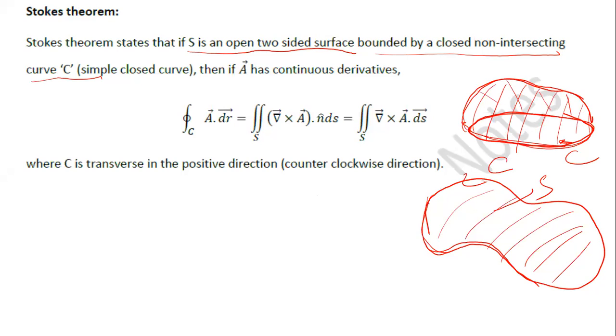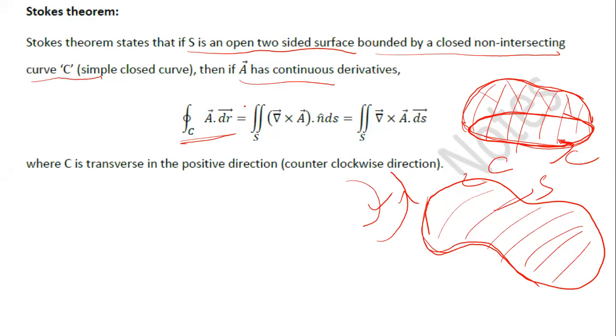So if you have any open two-sided surface, it may not be a flat surface. It can be a curved surface bounded by a simple non-intersecting closed curve. Then if A is a vector field which has a continuous derivative within this surface, then Stokes' theorem says that the line integration of the vector field over the closed curve, counterclockwise. Clockwise, you know, is rotating like this; counterclockwise means it is rotating like this.